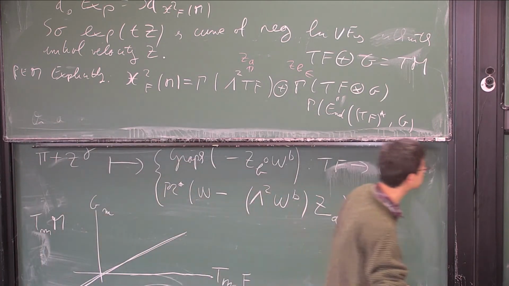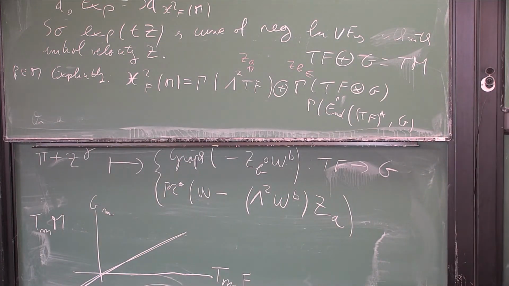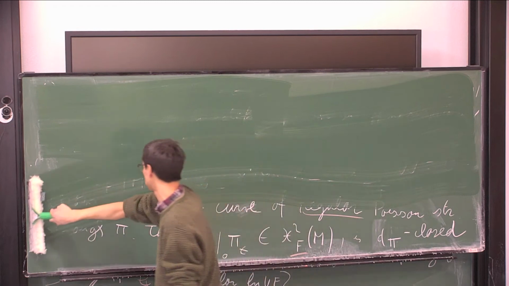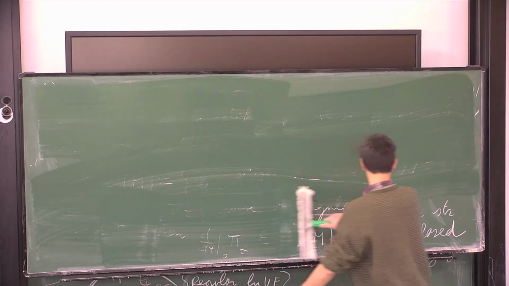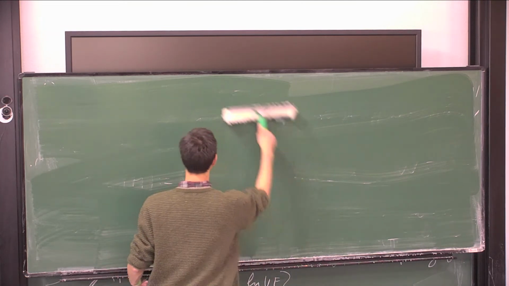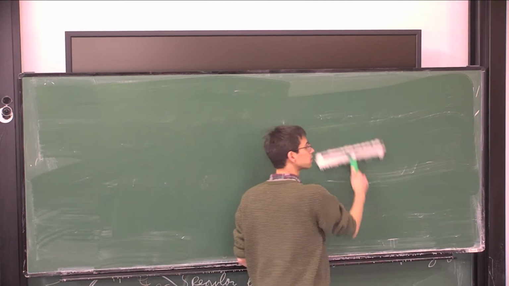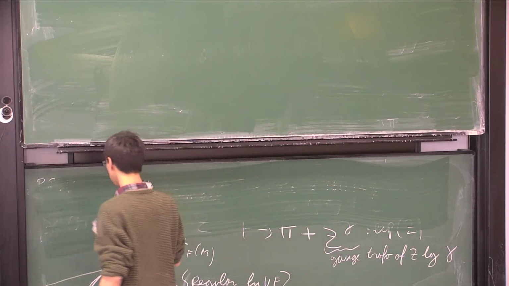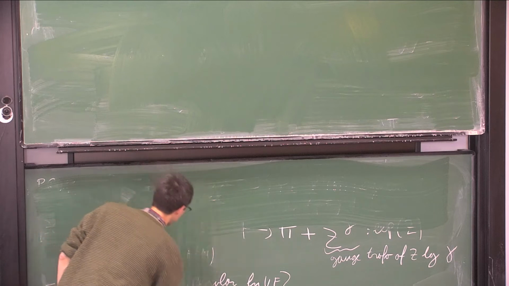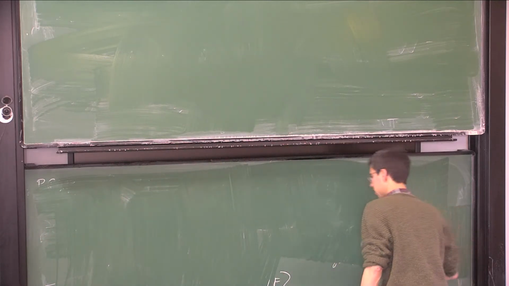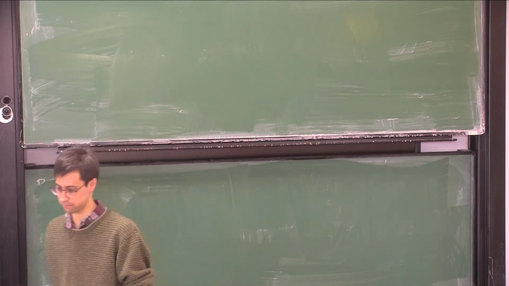So now I'll state the result. Up to now I was essentially doing linear algebra, so the Poisson condition was not used. Now I will use it to state the result. And if I have time, I will say a couple of words about the proof of the main result at the end, but I will not do it now.